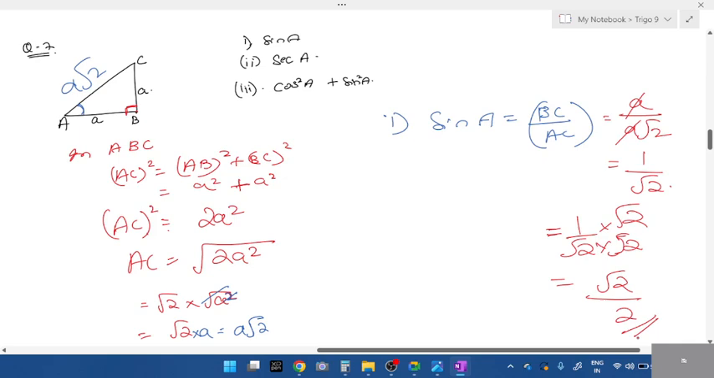Try the next one. First rationalize and then take LCM. I've taught each and every concept in chapter 1. Rational, irrational. Rationalize and then take LCM if required.